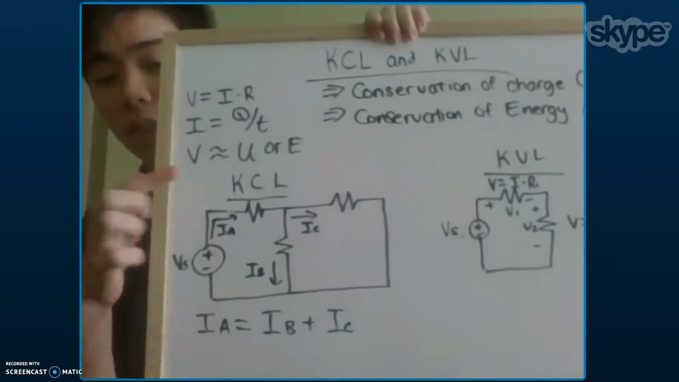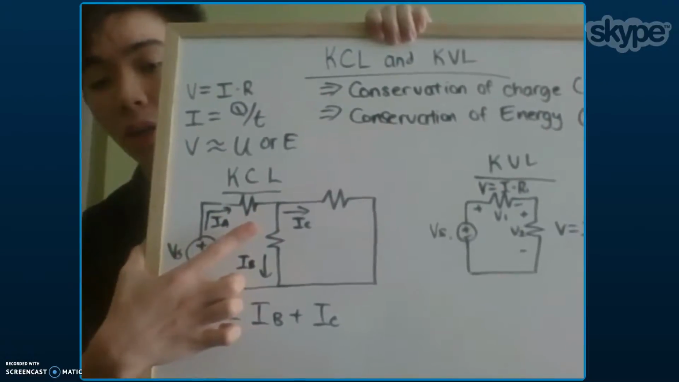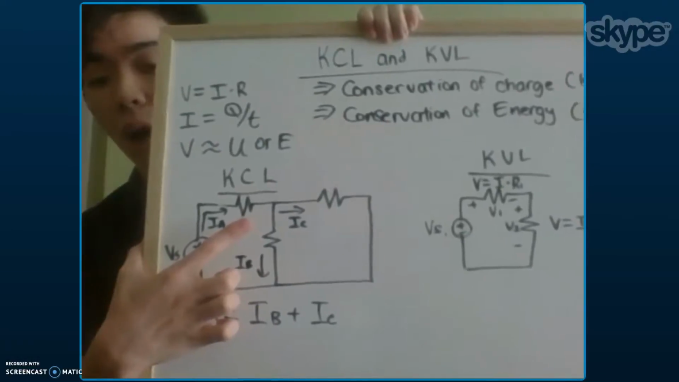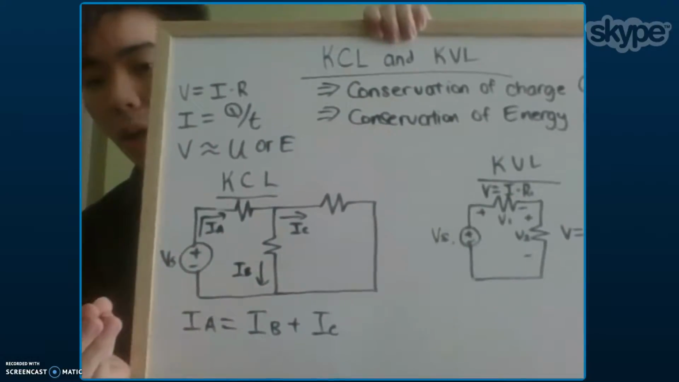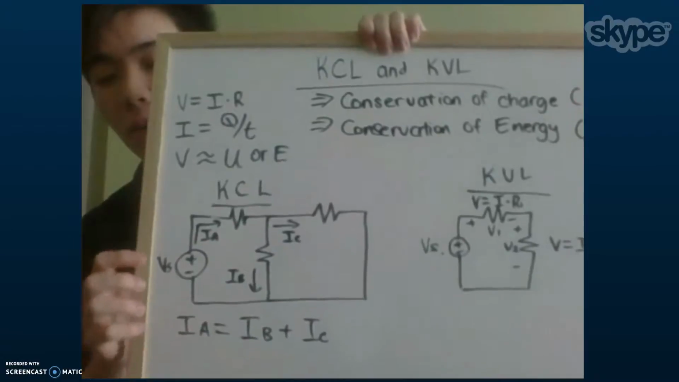All the current that enters any one node, wherein a node is the intersection of several wires, must equal the amount of current that is leaving that node.